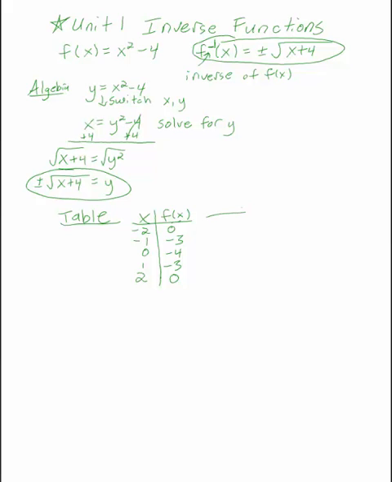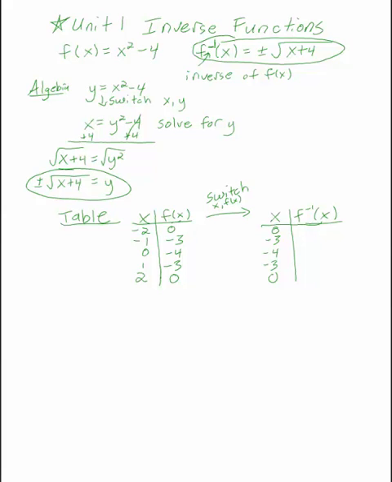So let's say I wanted to make a table for x, comma, f inverse of x. Well, the way that you would do that is you would just switch the x and the f of x columns. So down the x column, I'm literally going to write what I had in the previous f of x column. So 0, -3, -4, -3, and 0.